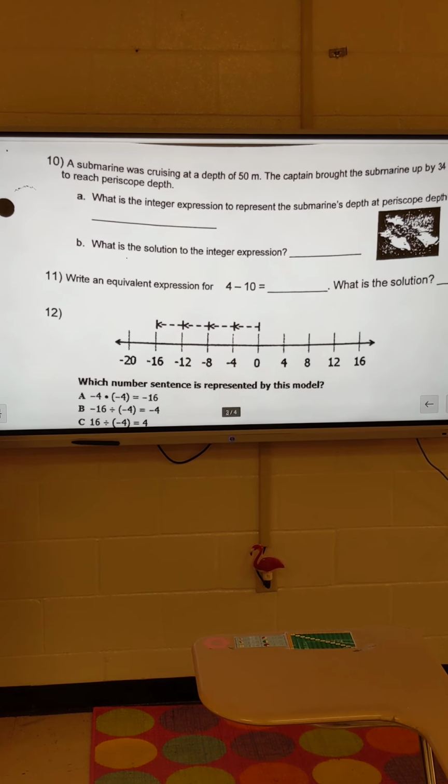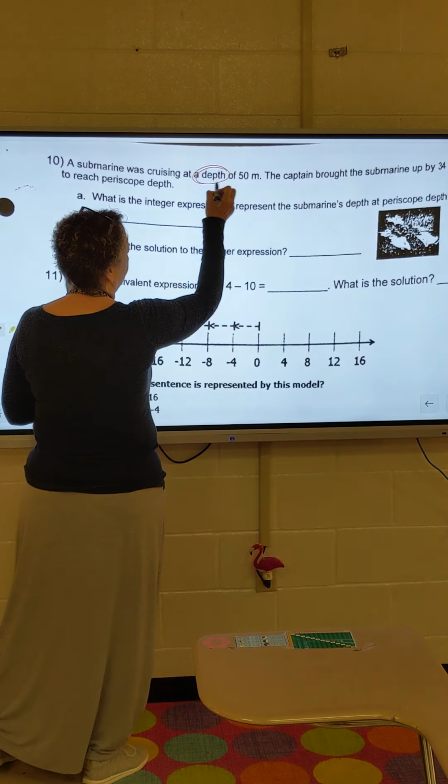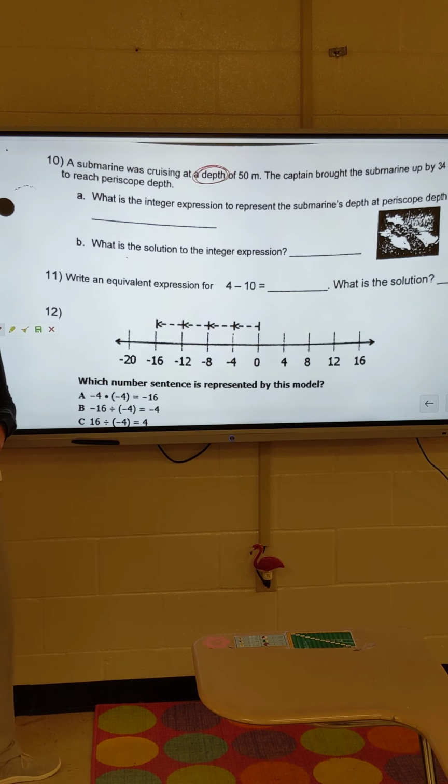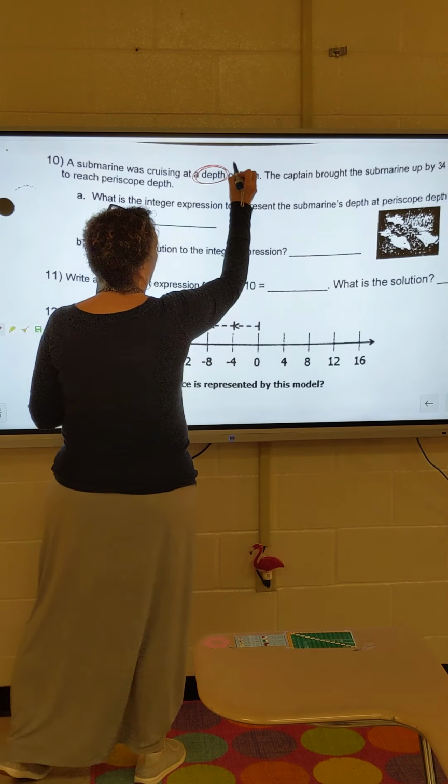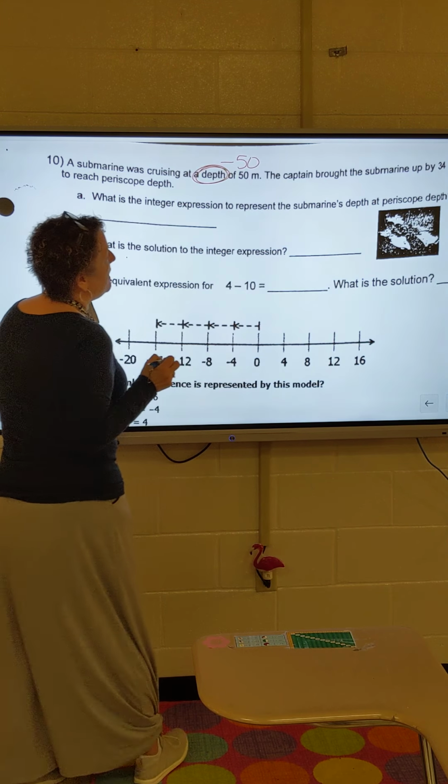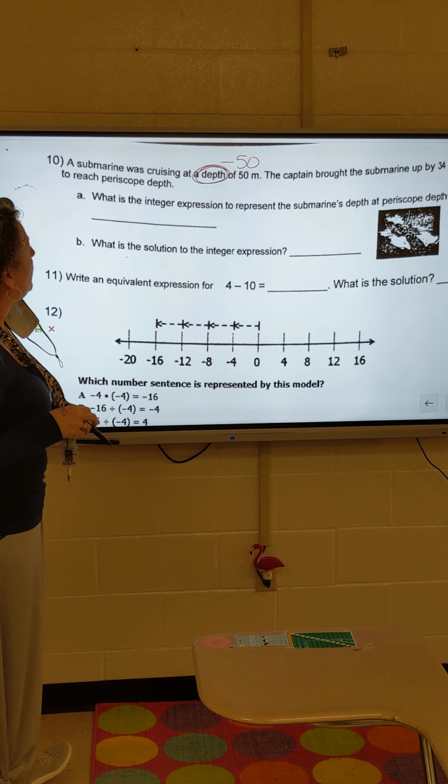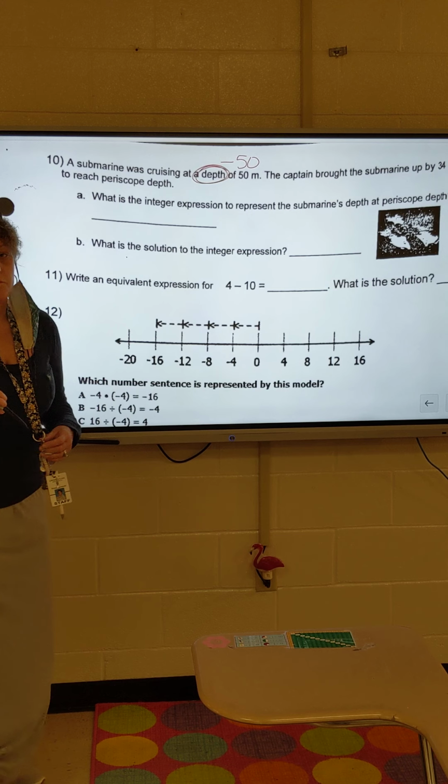A submarine was cruising at a depth of 50 meters. A depth of 50 meters. So if it's a depth of 50 meters, what is that integer? -50. The captain brought the submarine up by 34 meters to reach periscope depth.